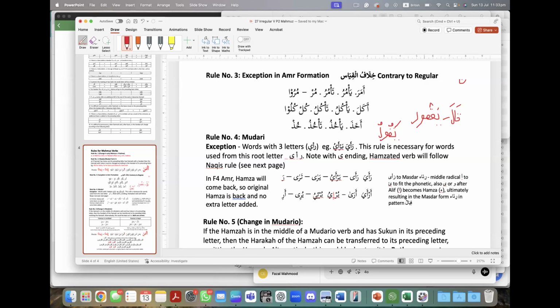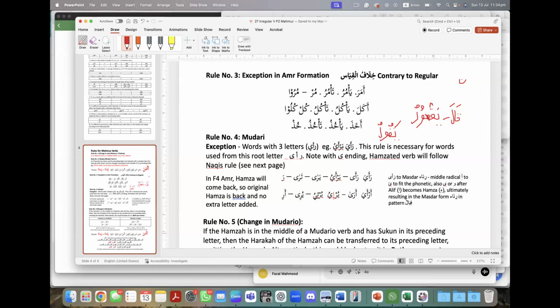Nasara, yansuru. No, there's no... Yaqulu. Yeah, this is right, Ustad. Yaqulu. Waw has to come before, after the kaf. So this is nothing. Okay, so yeah, this is it. Yaqulu. That's original. Yansuru. Can you see it is the Yansuru pattern? Yaqulu. Okay?